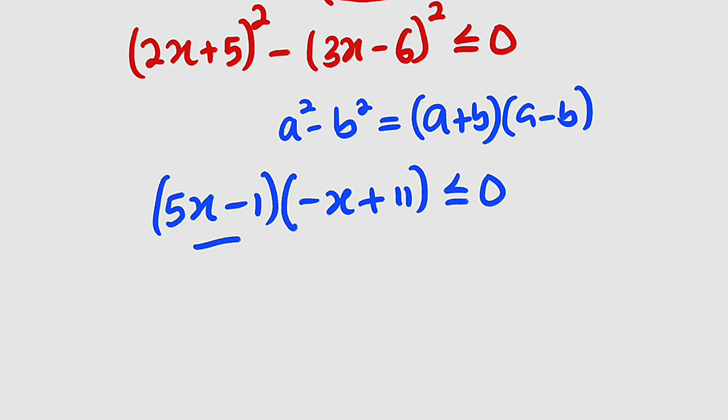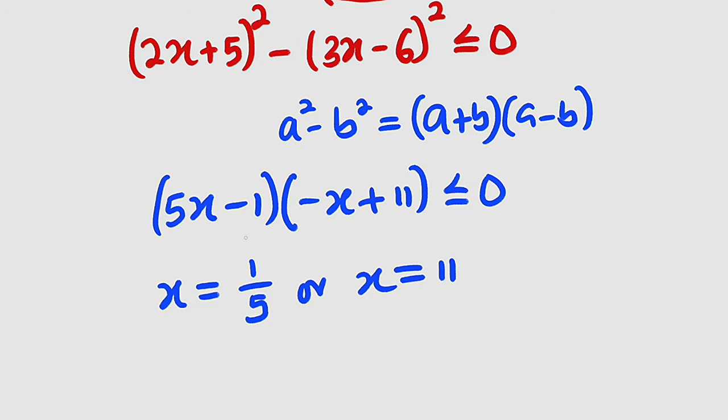Let's find the zeros of these functions. If you set this one equal to 0, it implies x is equal to 1/5, and if you set the other one equal to 0, it implies x equals 11. So these are the zeros. But remember, we are looking for the values less than or equal to 0. So let us graph this one.